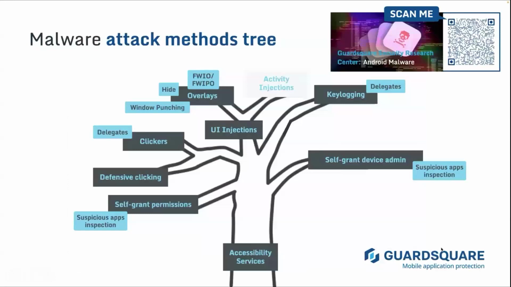So let's get back to the overview of the attack methods. We have provided also a countermeasure for the overlays, different types of countermeasure. There is one more method that we need to cover, activity injections. So let's see what it is, how it works.